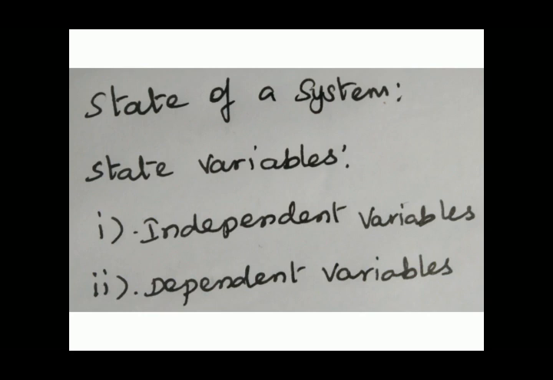These state variables are classified into two types. One is independent variables, second one is dependent variables. For example, let us consider the ideal gas, and 1 mole of the gas is under examination. It obeys the equation PV equals RT. Here R is the gas constant. If any two of the three variables, that is pressure, volume and temperature, are known, the third can easily be calculated.